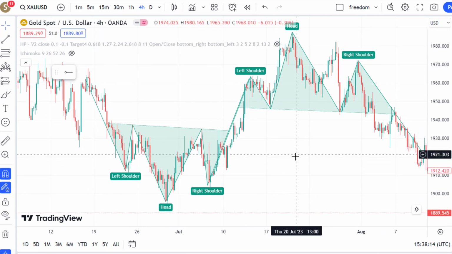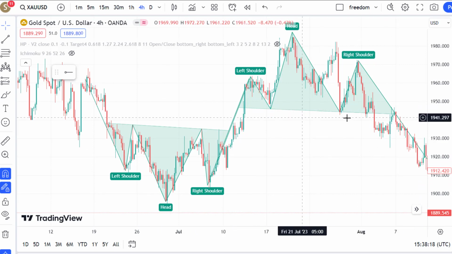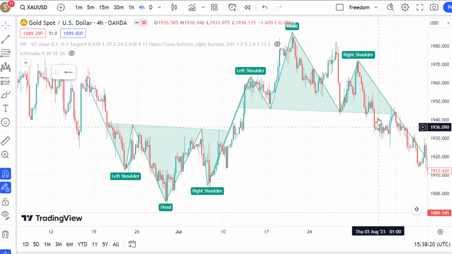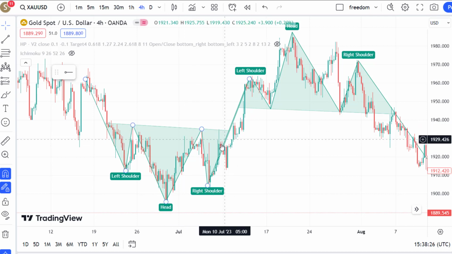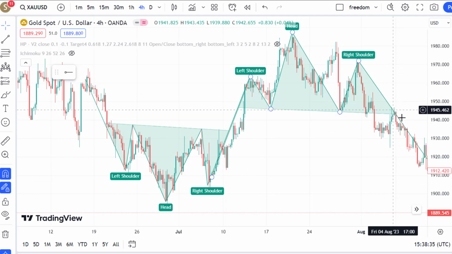Key points for head and shoulders patterns. 1. Neckline confirmation. The neckline acts as a key level of support or resistance. A break below the neckline confirms the bearish pattern, while a break above the neckline confirms the bullish pattern. 2. Volume. An increase in trading volume during the breakout can provide additional confirmation of the pattern's validity.